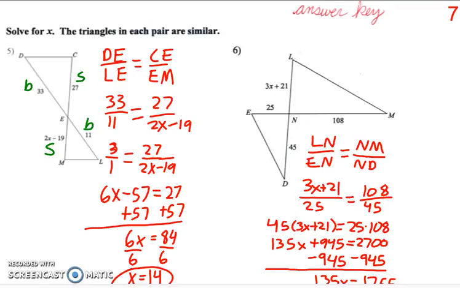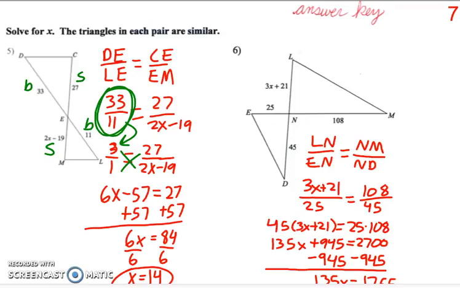Then I reduce the 33 over 11. I know it's 3 over 1. Then I'm going to go ahead and cross multiply to get 6x minus 57 equals 27. Make sure you distribute that 3 to both terms. And then just solve for your x like you're in Algebra 1. Now you might not have reduced your 33 over 11 as 3 over 1, and that is okay. You will get the same answer as I did.